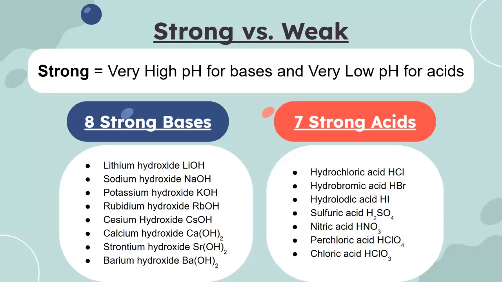The 8 strong bases are LiOH, NaOH, KOH, RbOH, CsOH, Ca(OH)2, Sr(OH)2, Ba(OH)2. The 7 strong acids are HCl, HBr, HI, H2SO4, HNO3, HClO4, and HClO3. And again, if you see an acid or a base and they're not on either of these lists, then they must be weak.